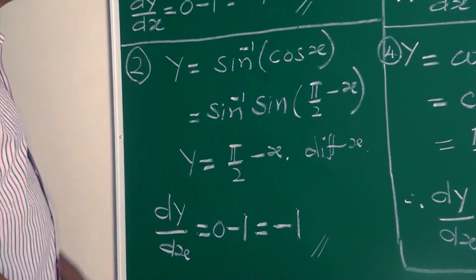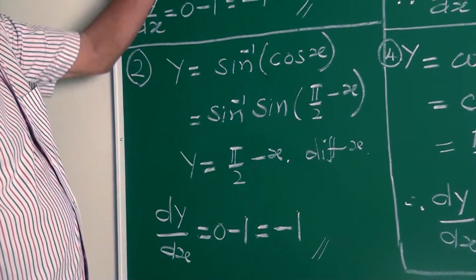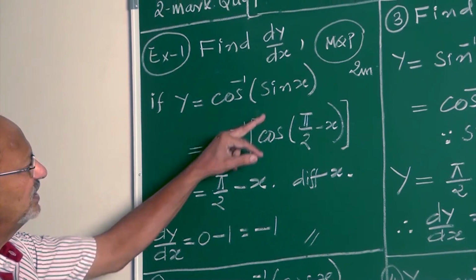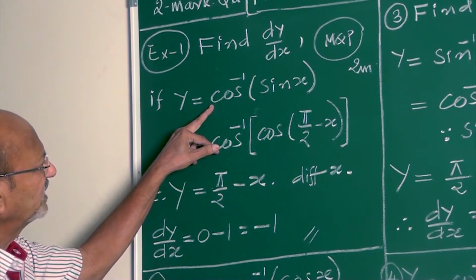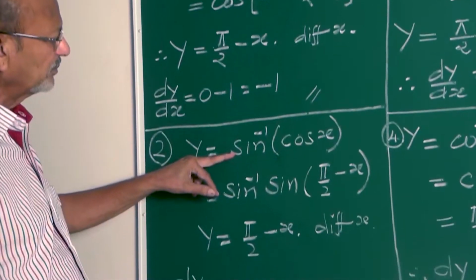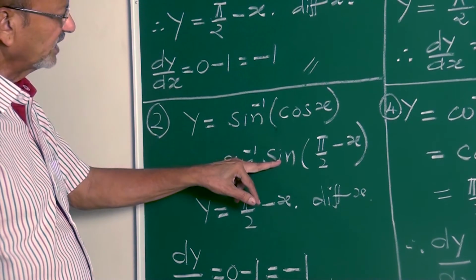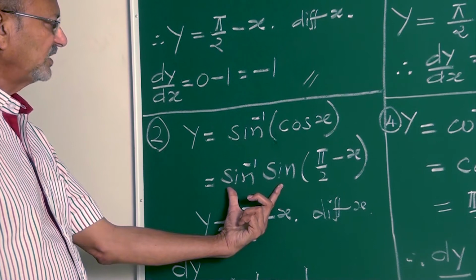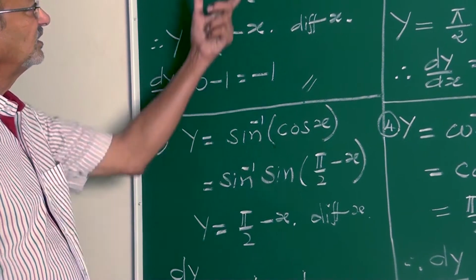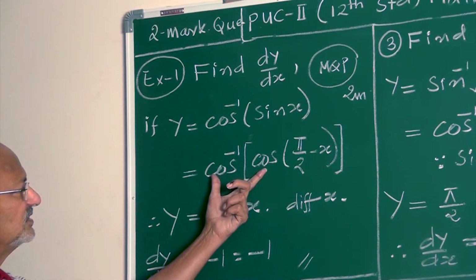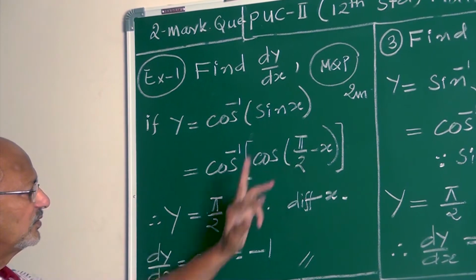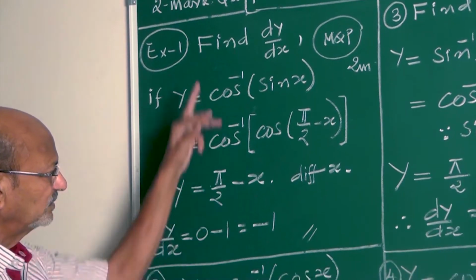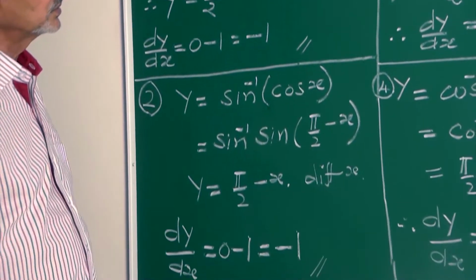In these two examples, same trick. What is that? Convert the sine to cos, where the outside is cos inverse. In this example, change cos to sine when the outside is sine inverse x. To use what? Sine inverse of sine theta is theta. Cos inverse of cos theta is theta. Theta means pi by 2 minus x. These two are the same type of examples.